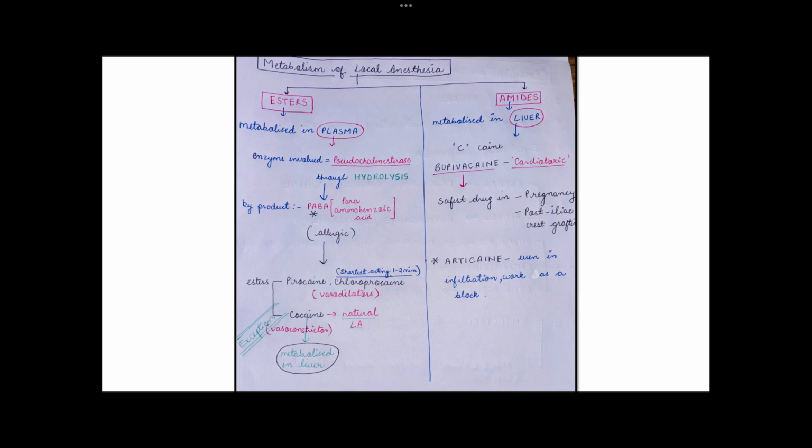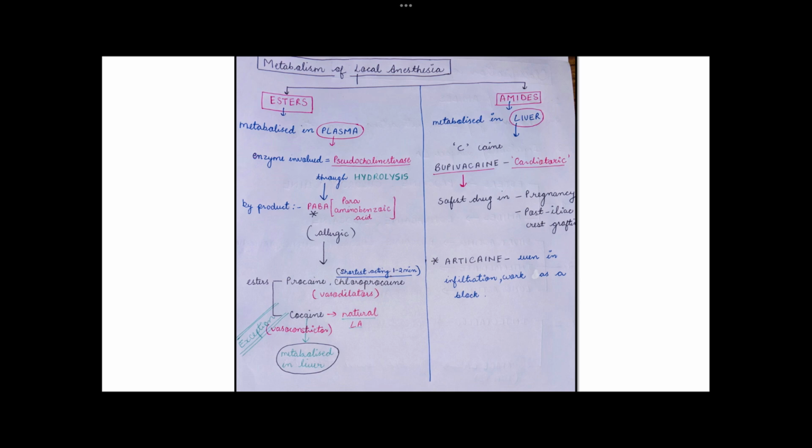Now esters: procaine and chloroprocaine are vasodilators, and cocaine is a vasoconstrictor. And all the esters are metabolized in plasma, but cocaine is an exception. It metabolizes in liver. Okay, so let's see amides. It metabolizes in liver.